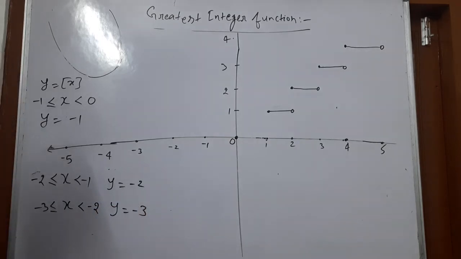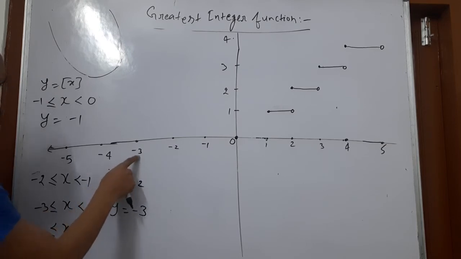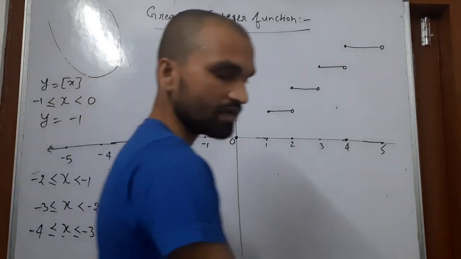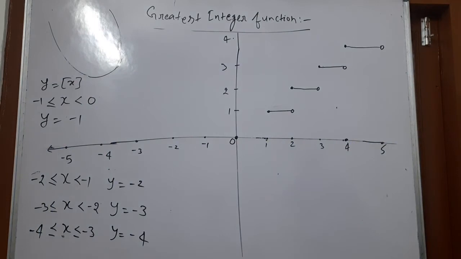Okay, similarly if x is greater or equal to -4 and less or equal to -3, its left side value will be always -4. So we can draw the graph for this particular situations also.